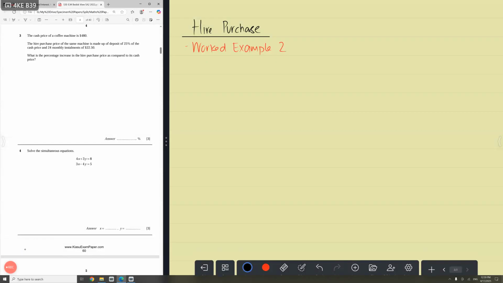This time around, I'm going to go through one worked example, and this is taken from Bedok View Secondary School exam paper. For question number 3, you can see here the cash price of the coffee machine is $480. The hire purchase price of the same machine is made up of a deposit of 25% of the cash price and 24 monthly installments of $22.50. What is the percentage increase in the hire purchase price as compared to its cash price?